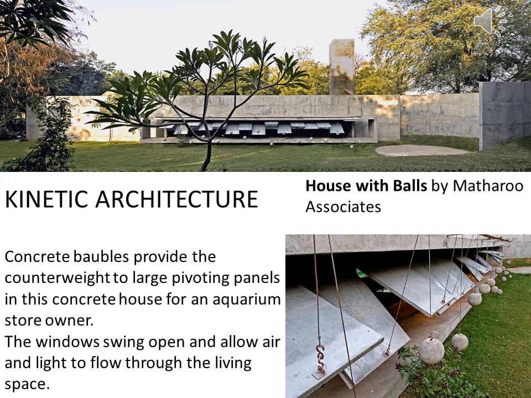In India, kinetic architecture is still in the primitive stages. So this is one example in Ahmedabad, a house with walls designed by Matharoo Architects. Here the concrete bubbles provide the counterweight to large pivoting panels in this concrete house for an aquarium store owner. The windows swing open and allow air and light to flow through the living space.